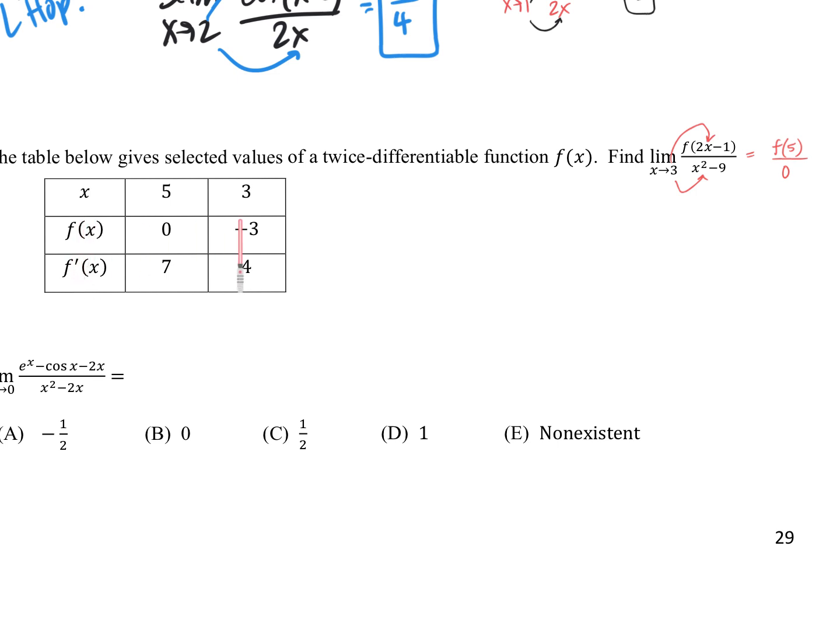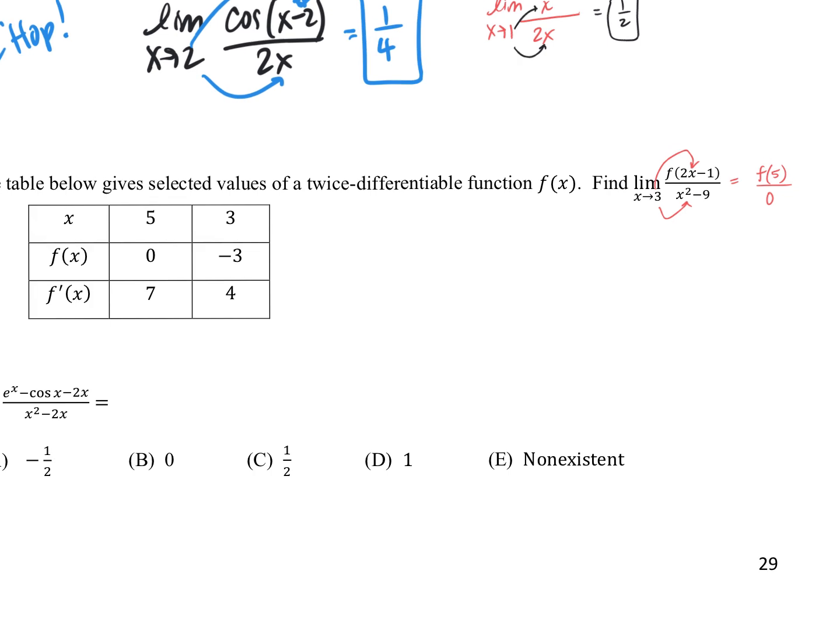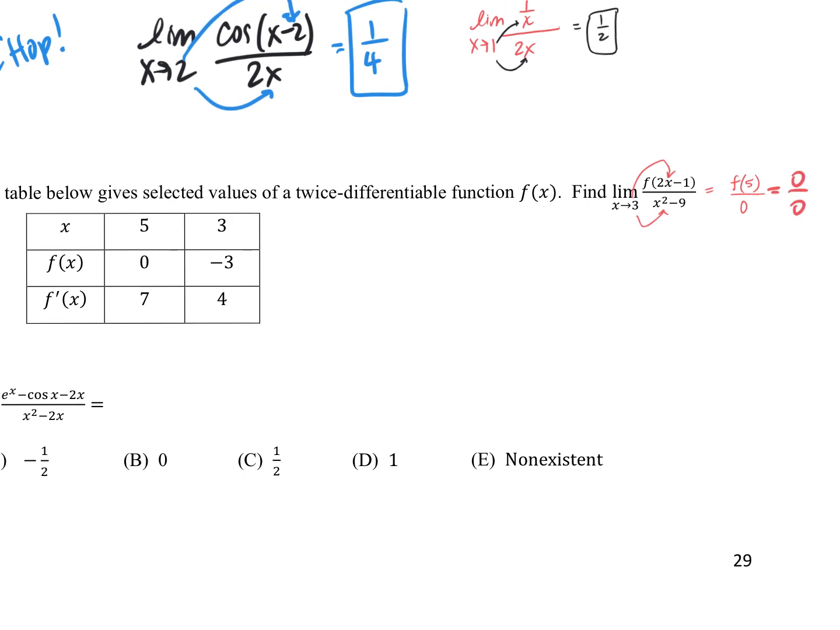Do we know what f of 5 is? Yeah, f of x is here. So f of 5 would be 0. F of 3 would be -3. So f of 5 is going to get me 0. So do you guys agree I'd have a 0 over 0?